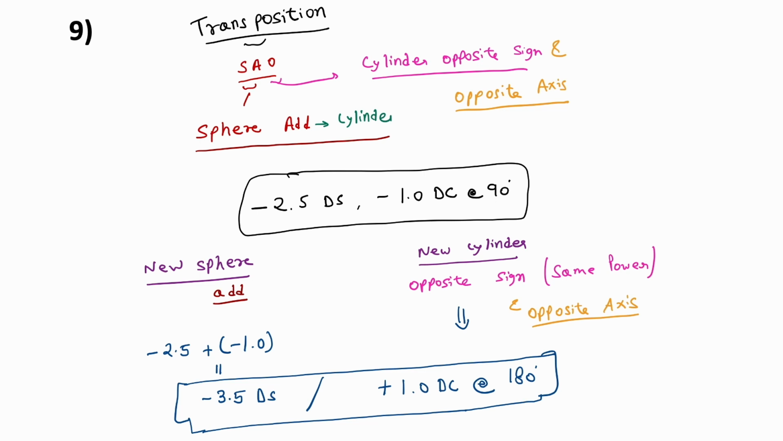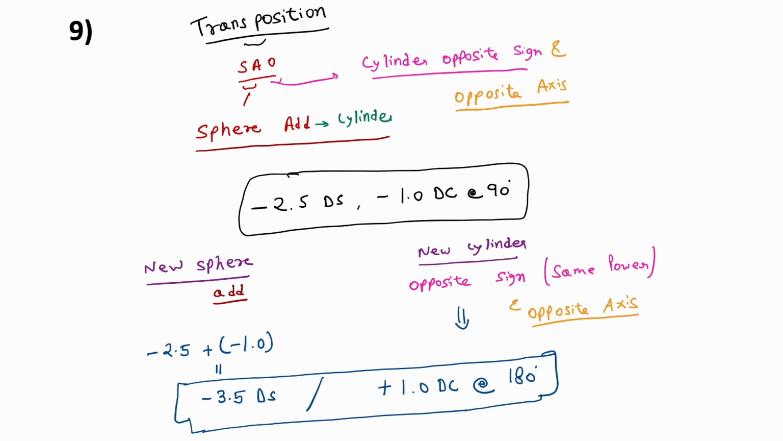Transposition. The middle is SAO; we just have to say SAO. In this, S stands for new sphere equals old sphere plus the old cylinder. A is the new axis, equal to old axis plus or minus 90 degrees. O means the new cylinder gets the opposite sign but the same power. So all three components have been taken care of.